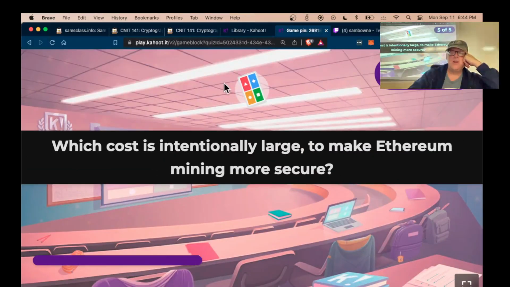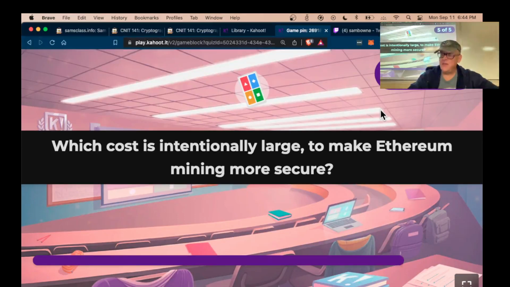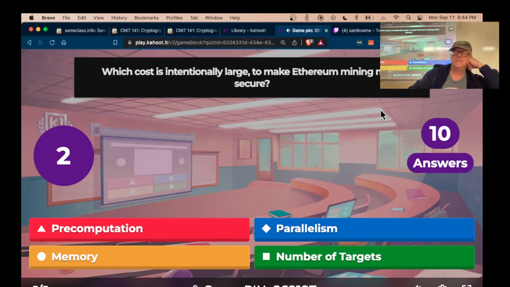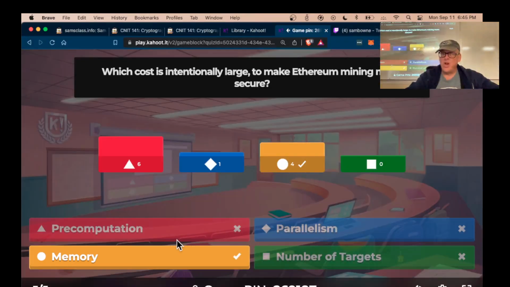All right, what cost is intentionally large to make Ethereum mining more secure? Ethereum is memory hard. It's specifically designed to consume a lot of memory to mine in an attempt to cause it to geographically spread around the world.